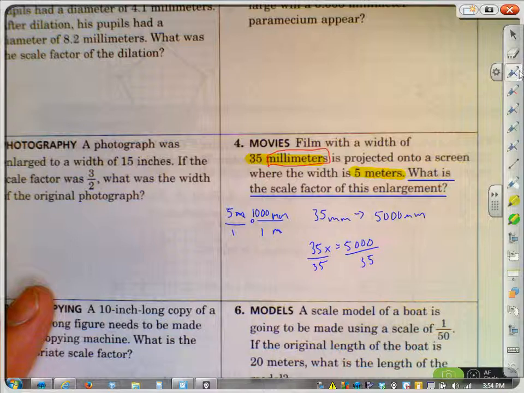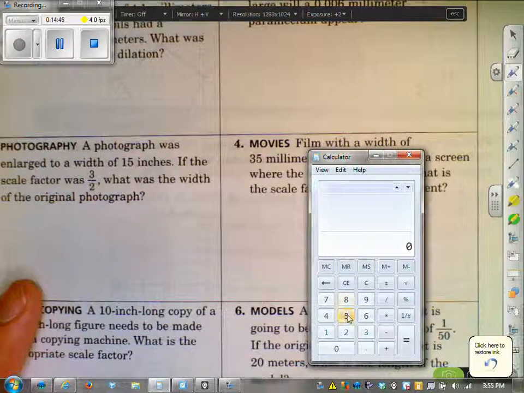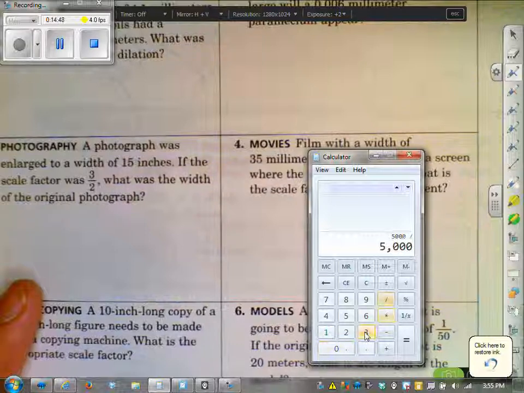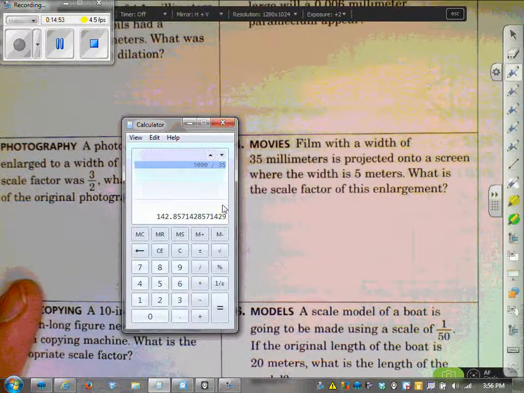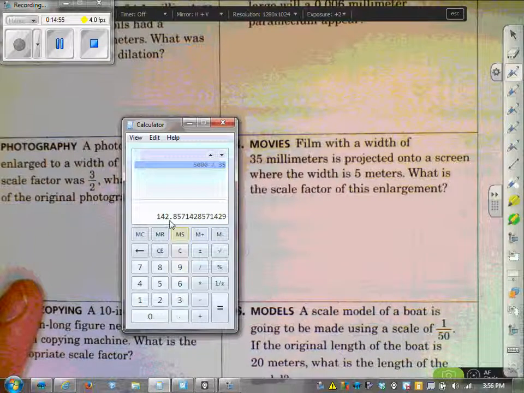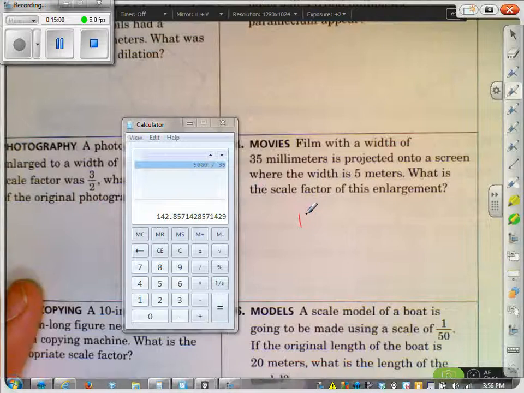And then we get our calculator. And when I do that, all this is going to disappear. So I'm going to say 5,000 divided by 35. And there we go. That's our scale factor. And like I said, I would just go ahead and take that 142 point and then round to the nearest hundredth, because that's usually what we go to if they don't tell us where. 142.86. There's our scale factor.